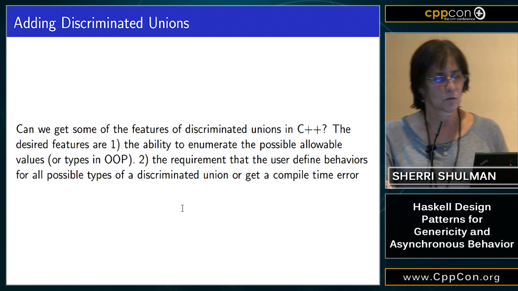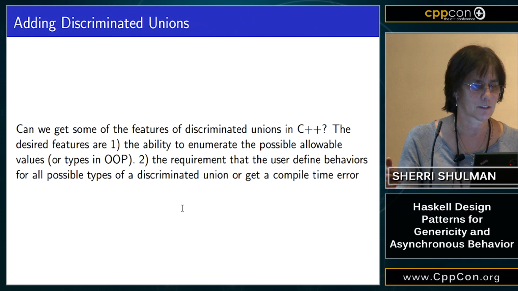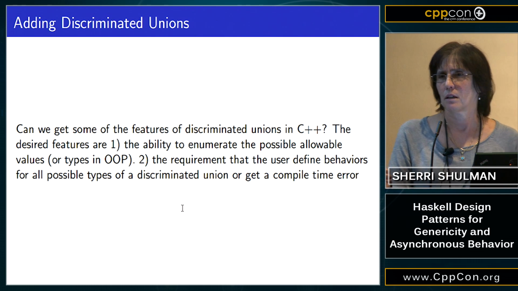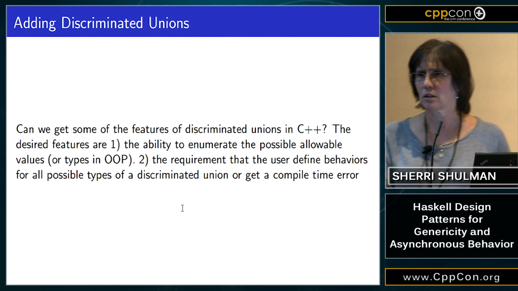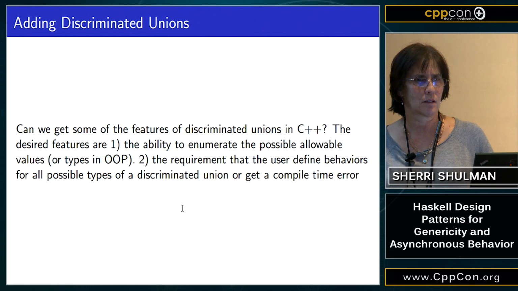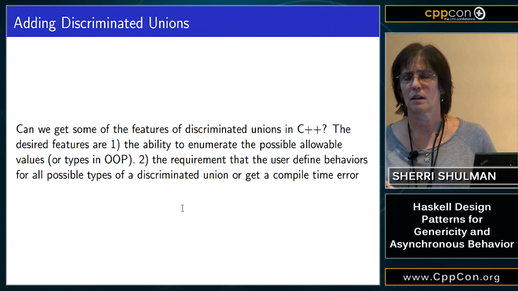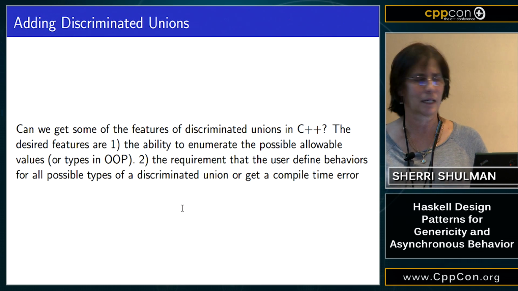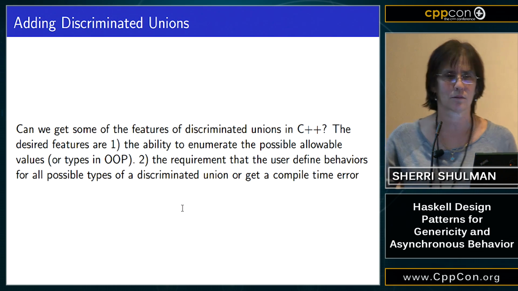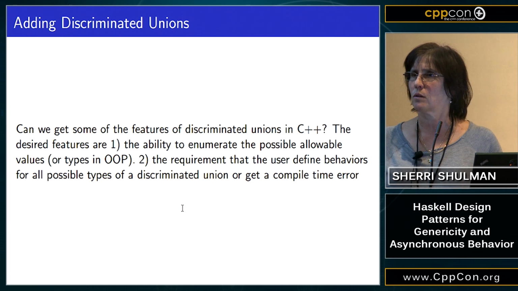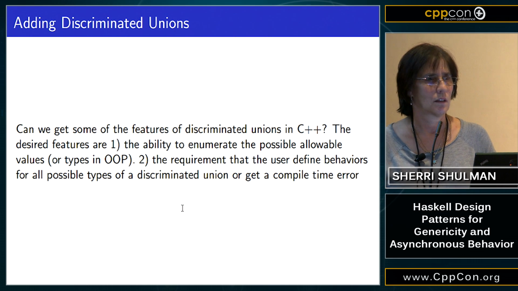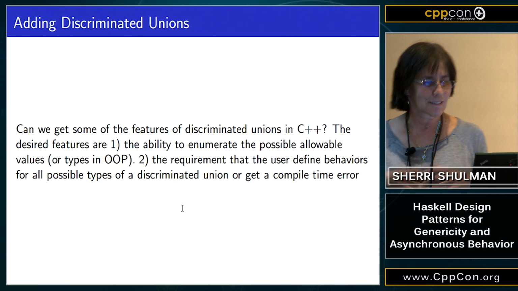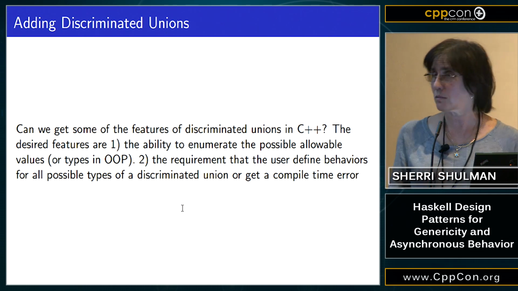The desired features are, one, the ability to enumerate the possible allowable values or types in an object-oriented program. Right now what happens, of course, is that you don't really know what all the subclasses are of a particular class. Not only do you not know who are the direct descendants, like the term has an abs, an app, a constant, a var, and so on, but you also don't even know how deep the hierarchy goes. So you don't know how many refinements there are on any one path. So sometimes that makes it hard.